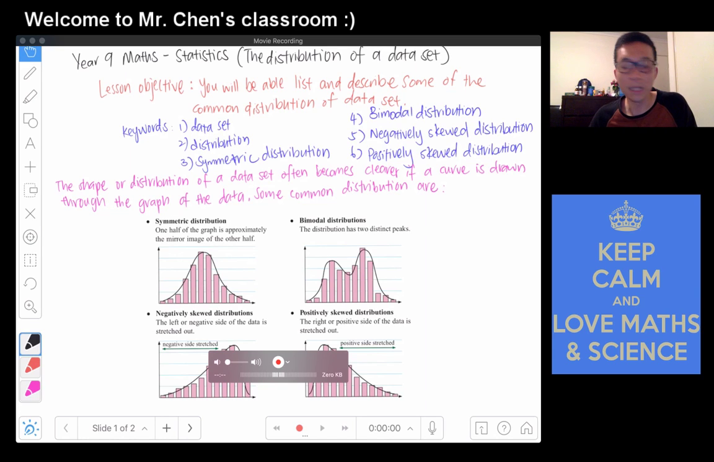Today in math, especially statistics, we will be focusing on the distribution of dataset. Distribution of dataset is pretty much talking about how the data is spread when you put them on a graph, okay? As in if you build a column graph or line graph, or make a frequency table, most of the time, how it actually looks.